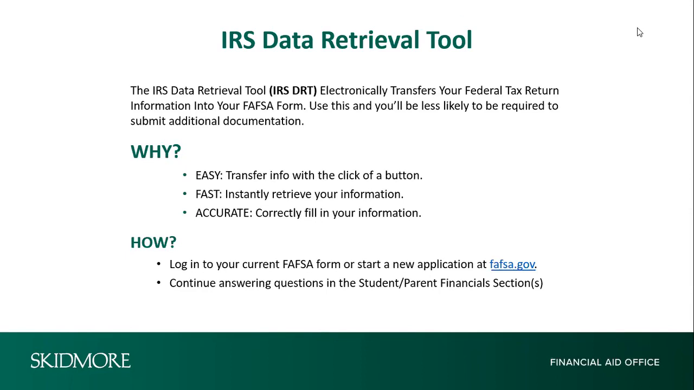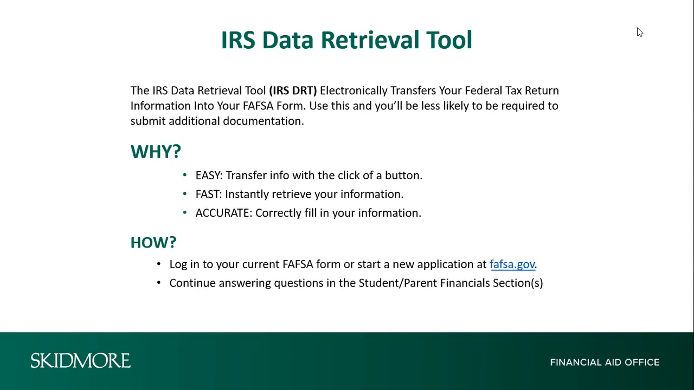And for the income questions, if you've completed a tax return in the prior year, the most accurate thing to do is to use that information that's at the IRS for you to populate the FAFSA. And so there's this tool that the FAFSA processor developed to pull in your income data from the IRS and populate it into the FAFSA. And that's called the IRS data retrieval tool. It's retrieving data from the IRS and putting it into the FAFSA for you.